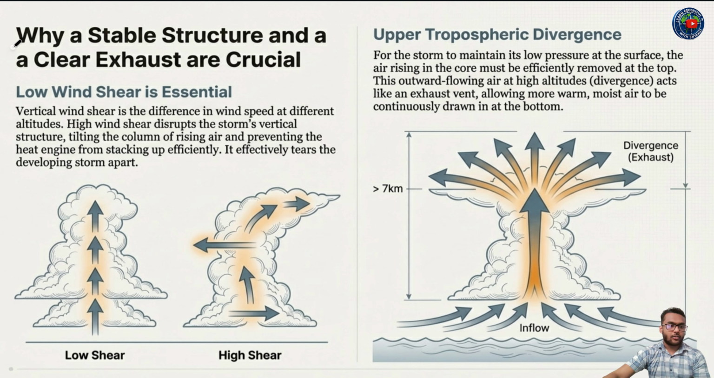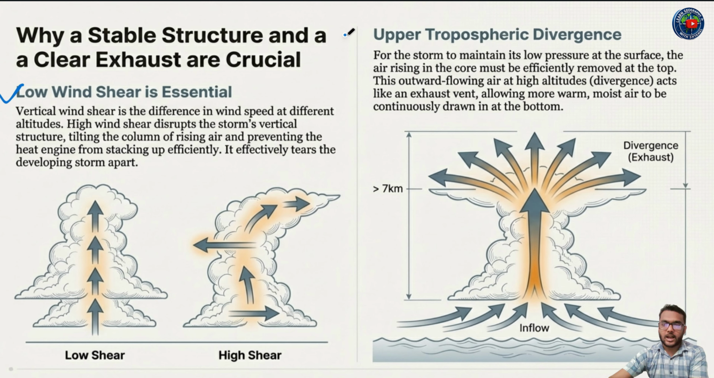Okay, why a stable structure and a clear exhaust are crucial. Low wind shear is essential. Why? Vertical wind shear is the difference in wind speed at different altitudes. High wind shear disturbs the storm's vertical structure, tilting the column of rising air and preventing the heat engine from stacking up efficiently. It effectively tears the developing storm apart.